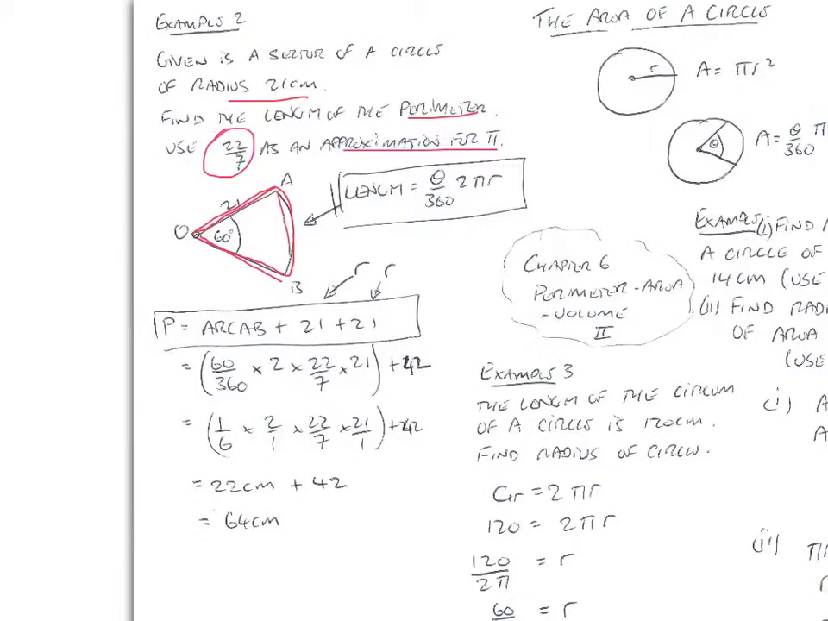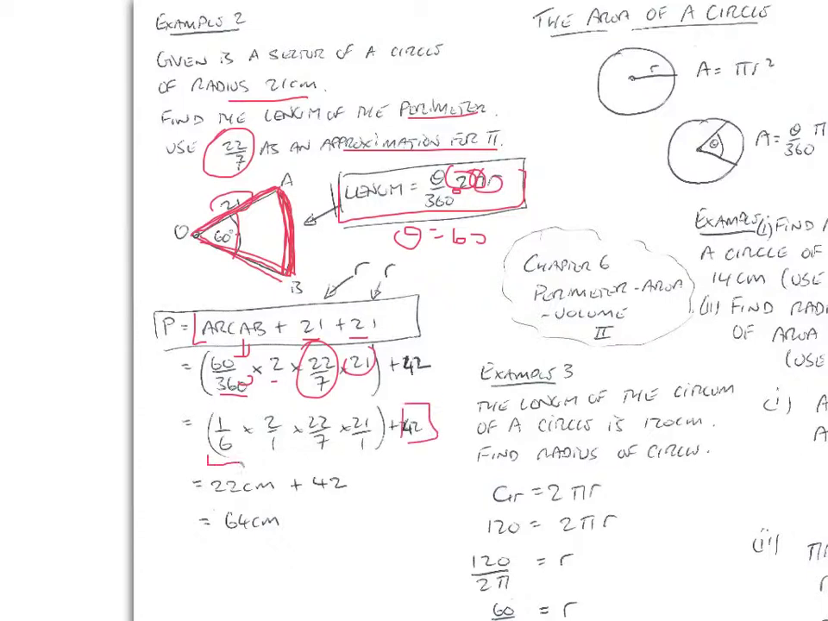So the length of this sector part here is equal to theta over 360. Theta is equal to 60, multiplied by 2 pi r, where r is 21. But the perimeter of the whole thing is the length of the arc AB plus 21 plus 21. So the length of the arc AB is 60 over 360 times 2 times pi times r, all plus 42, and I nearly forgot that myself.